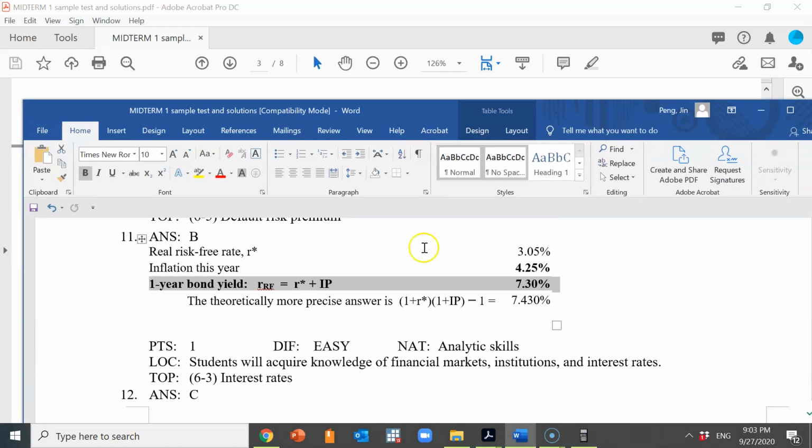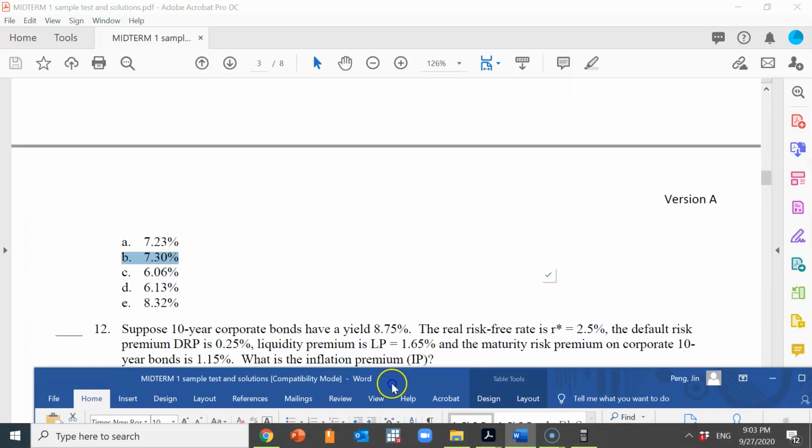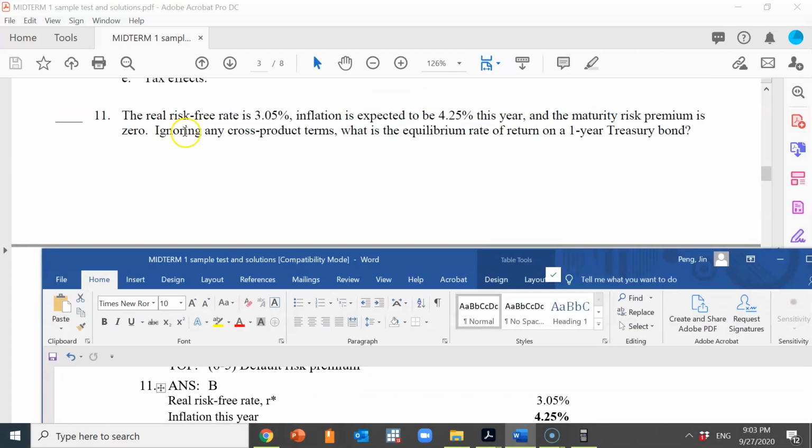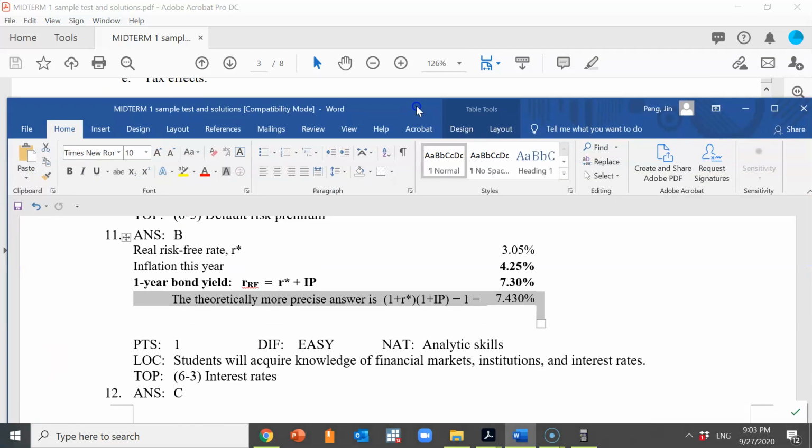A theoretically more precise answer is to use 1 plus R multiplied by 1 plus IP minus 1. We didn't talk about this in the lecture, so we can just ignore this for now because this question also says that we ignore any cross product terms. So let me just delete this row.